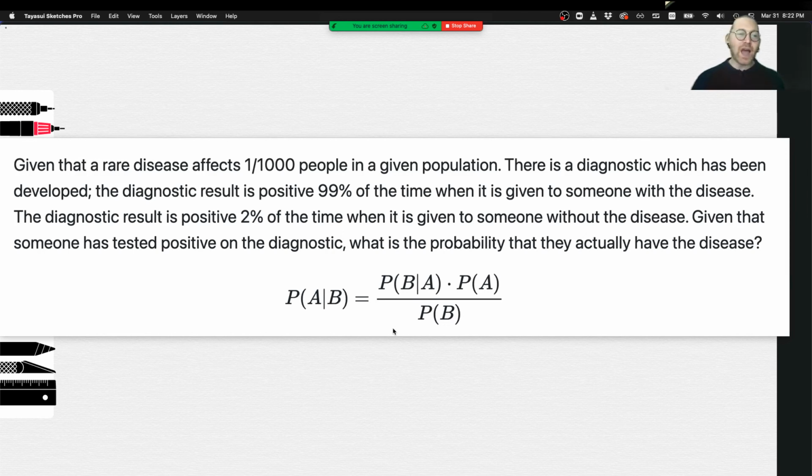It's a very important kind of question, right? If you test positive for a specific disease, what's the probability you actually have it? Because it's not the probability you think it is, right? The diagnostic result is positive 99% of the time when it is given to someone with the disease, that doesn't mean that there's a 0.99 probability that you have the disease if you test positive. That's not what that means. And it's an important thing to consider for any kind of diagnostic. Okay, so go ahead and solve this. I'm going to put 6 minutes on the clock.